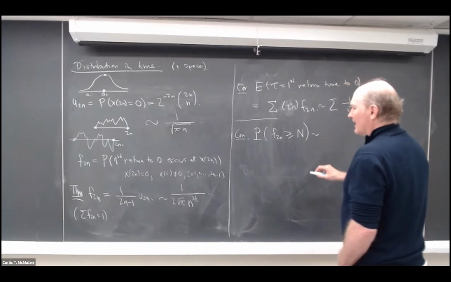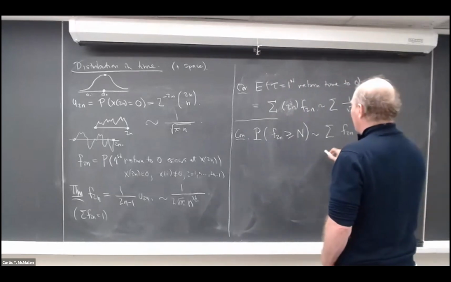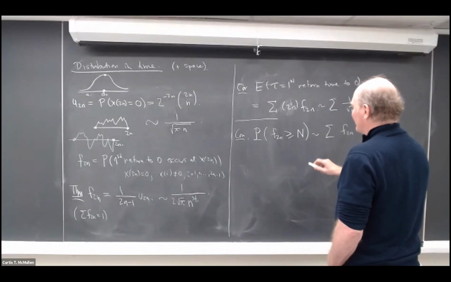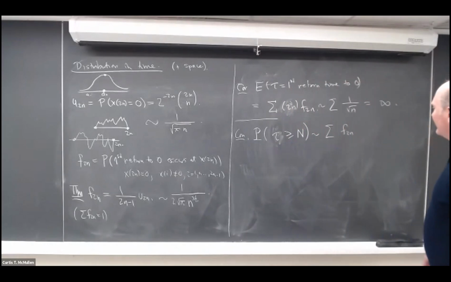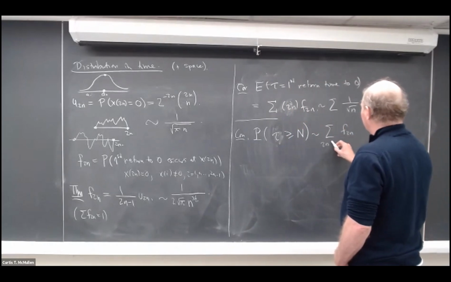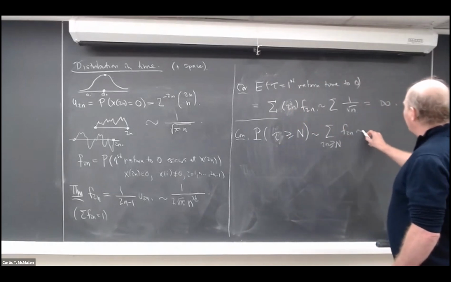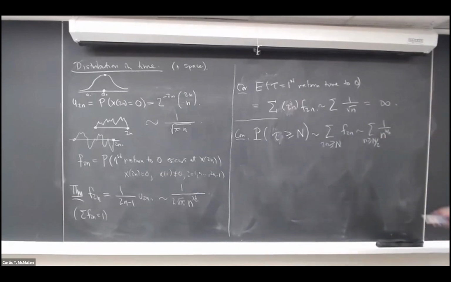The probability that tau, the time of first return, is greater than or equal to N is the sum of the probability of the first return being at time 2n, where 2n is greater than or equal to N. And this is like the sum of 1 over n to the 3 halves over n greater than or equal to N over 2. In any case, it's like integrating this function. So this is like 1 over the square root of N.